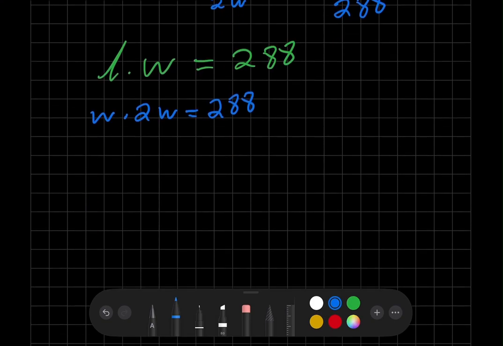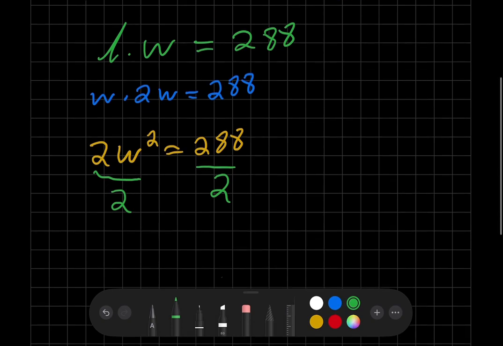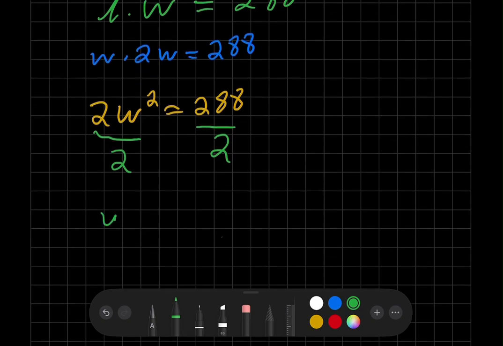So we're just going to multiply everything together. So W times 2W, that's going to be 2W squared, equals 288. And then we just solve for our equation. So everything that's being done to W, we do the opposite. It's being multiplied by 2, so to undo that, we divide by 2. Do the same thing on the opposite side of the equal sign. We're left with W squared equals 144.